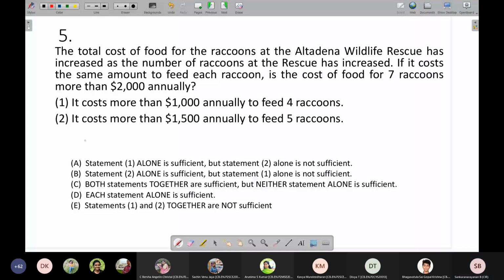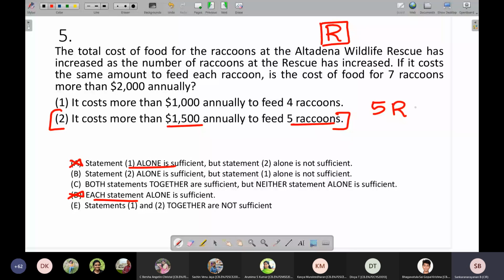Statement 2: it costs more than $1,500 annually to feed 5 raccoons. So based on our previous assumption, we can see 5R. Previous assumption in the sense, in the question, not with reference to the statement, the cost associated with 1 raccoon, I assume to be equal to R. So I can see 5R, the cost associated with 5 raccoons, is more than 1,500.